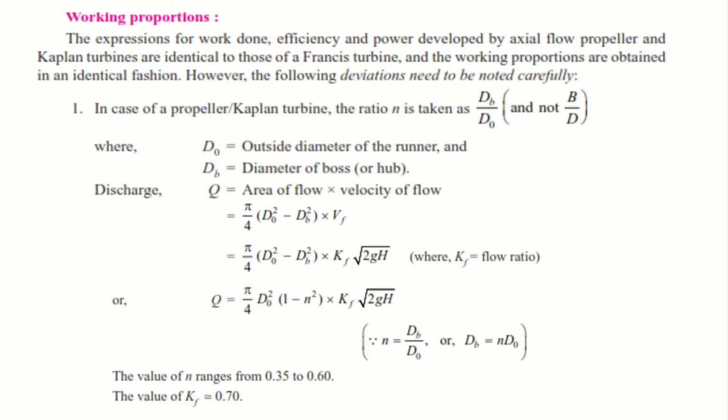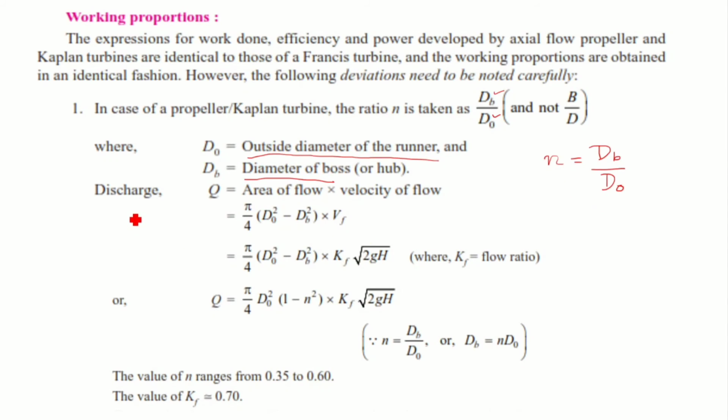Next, working proportions of a Kaplan turbine. These proportions are necessary for solving problems related to the Kaplan turbine or axial flow turbines. The first working proportion is the ratio dB by dO. We know that dB is the diameter of the boss and dO is the outside diameter of the runner. This ratio is taken as n equal to dB by dO.